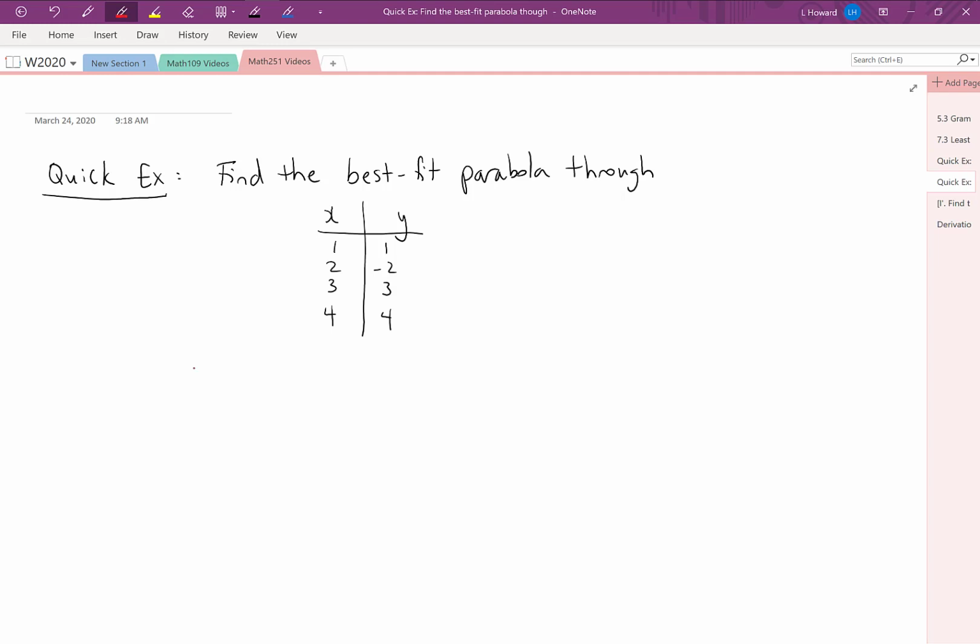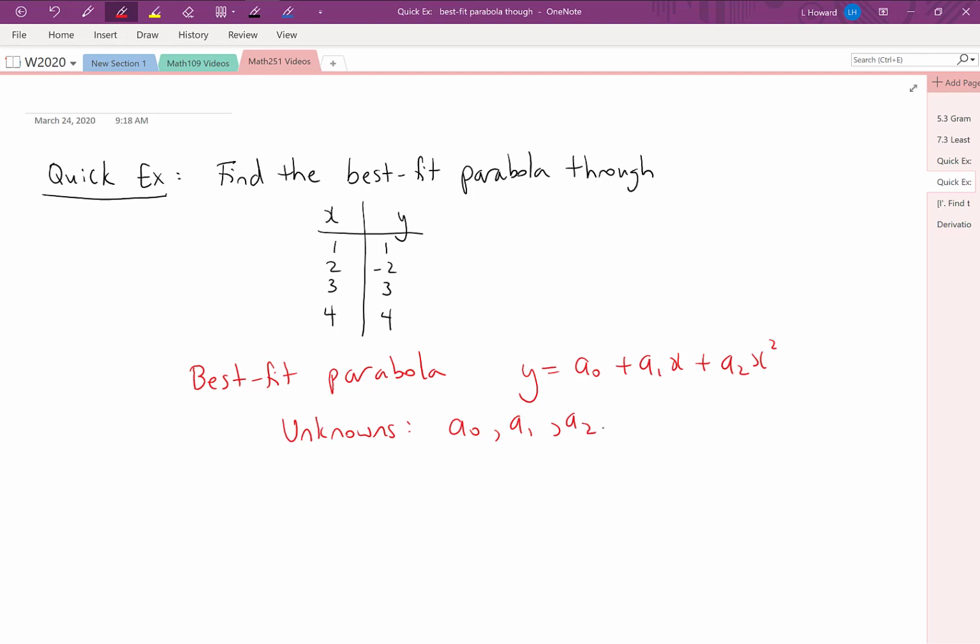Okay, so let's say that our best fit parabola looks something like y equals A0 plus A1x plus A2x squared. So the unknowns in this problem are these A0, A1, A2. The x and y values are given in our data set. So again, this is always a bit of a mental shift when we're doing best fit curves. It's just that our variables actually turn out to be these coefficients that we're trying to solve for.